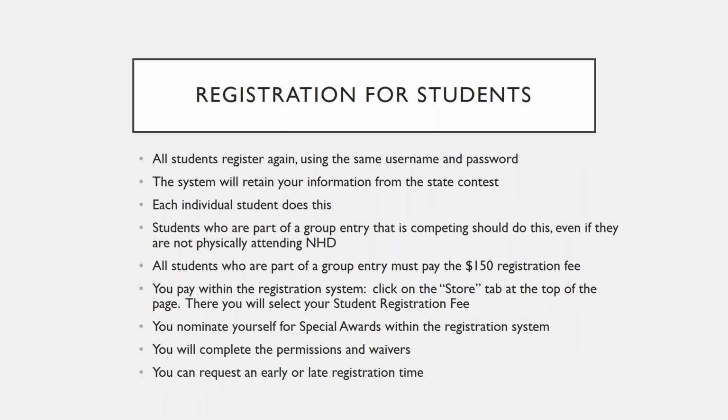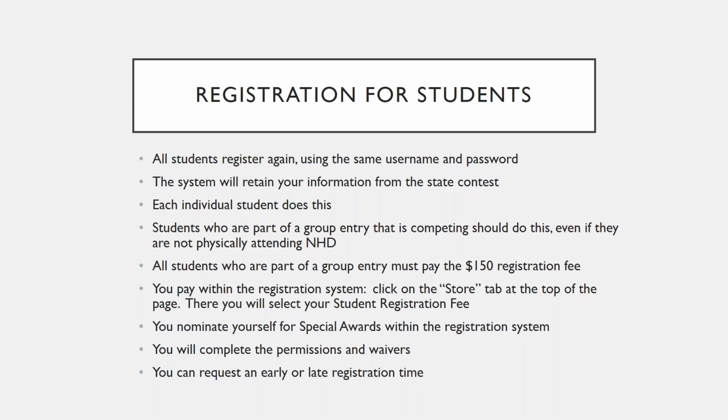Okay, students, register again using the same username and password. You're going to get to a screen that says we're taking you through this information you've already provided. So you're going to hit save at the bottom of each screen. It retains the information that you've already put in there. Each individual student needs to do this, even if you're part of a group project. So if you have 5 people on your junior group website, all 5 people need to do this.